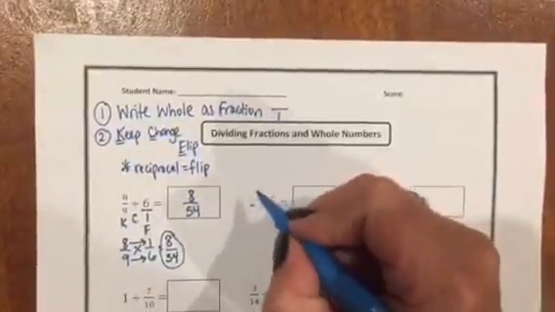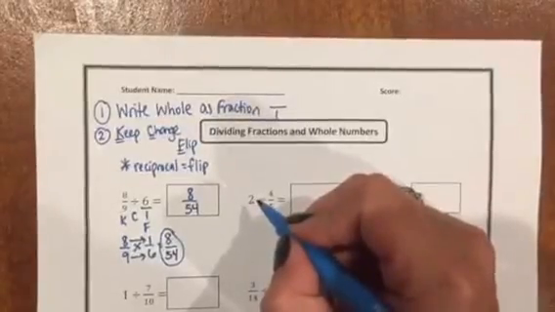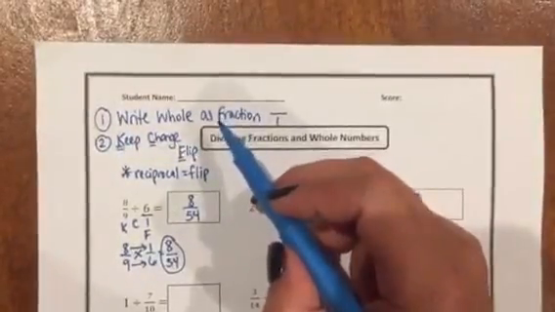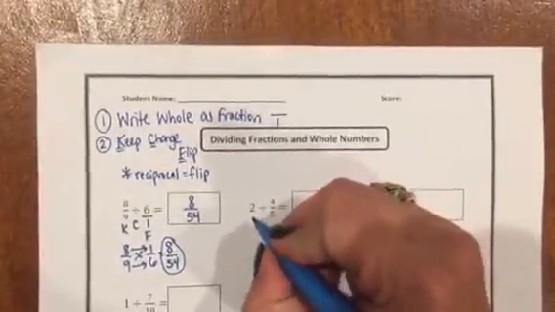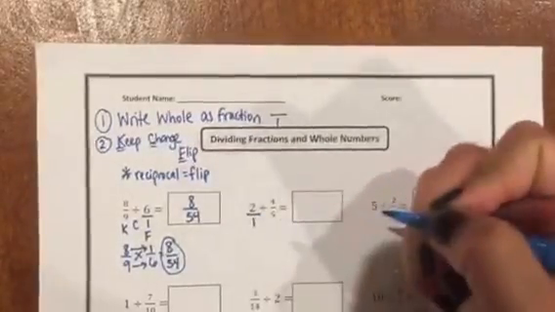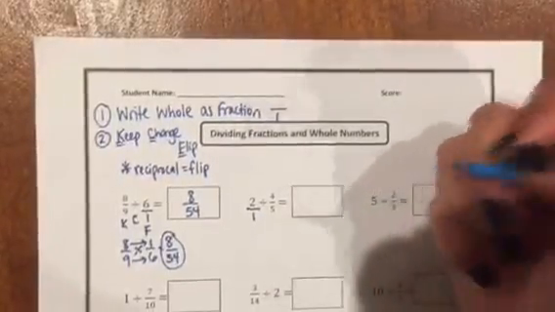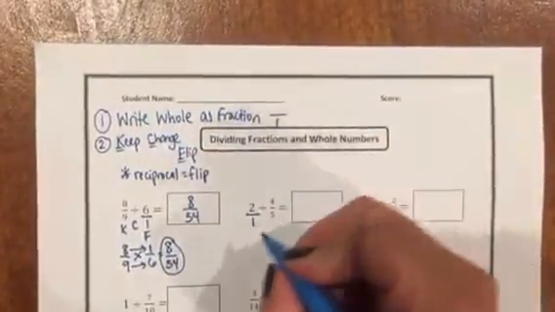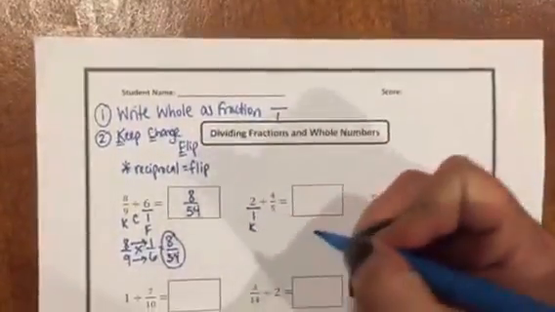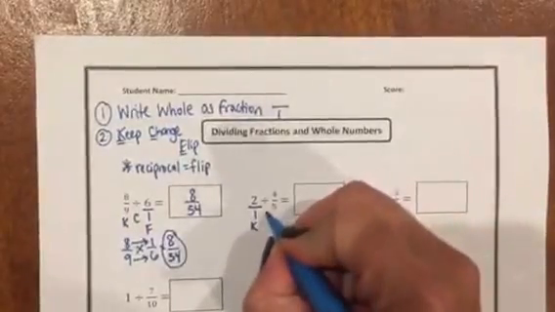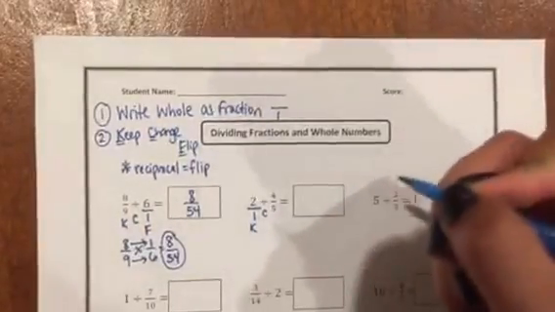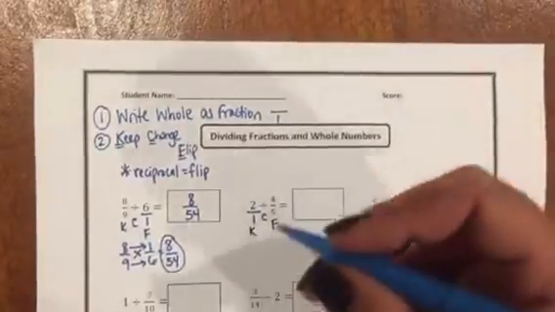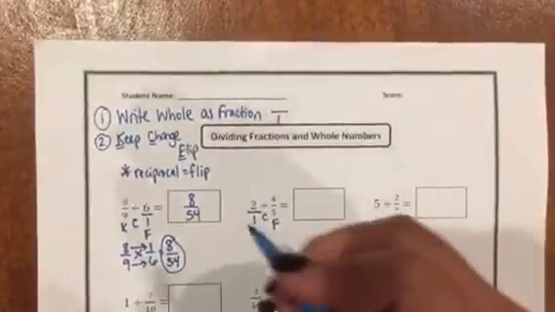So my second problem has my whole number as the first part of my division problem. So I know that my first step is to write it as a fraction. So I'm going to take my 2 and put it over my 1. Then I know my second step says to keep, change, flip, or KCF. So my K is always my first fraction. My C, I'm going to change my division. And my F is my reciprocal of the second fraction.